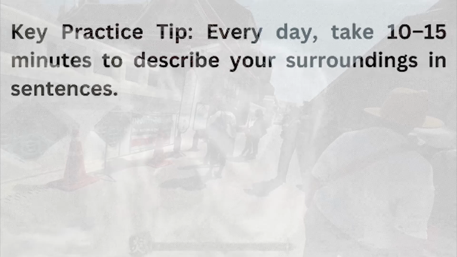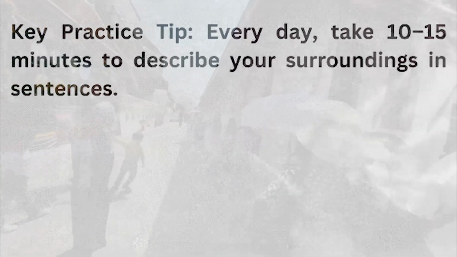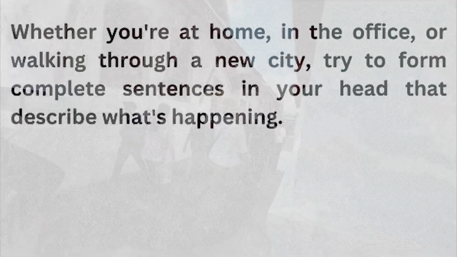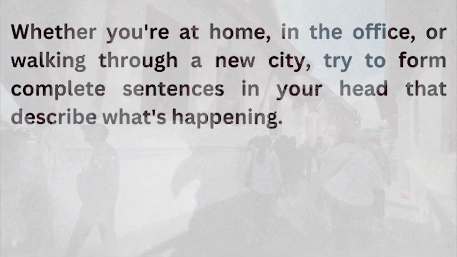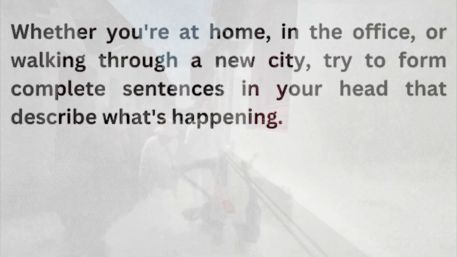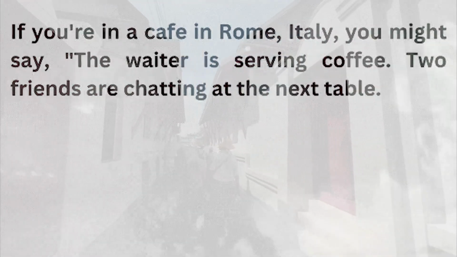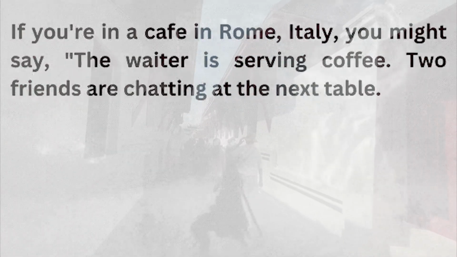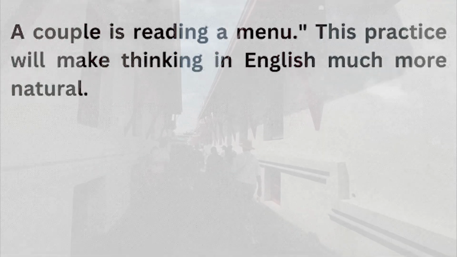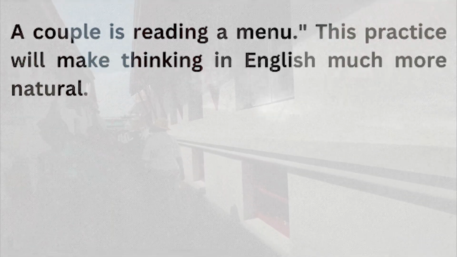Key practice. Tip: every day, take 10 to 15 minutes to describe your surroundings in sentences. Whether you're at home, in the office, or walking through a new city, try to form complete sentences in your head that describe what's happening. If you're in a cafe in Rome, Italy, you might say, "The waiter is serving coffee. Two friends are chatting at the next table. A couple is reading a menu." This practice will make thinking in English much more natural.